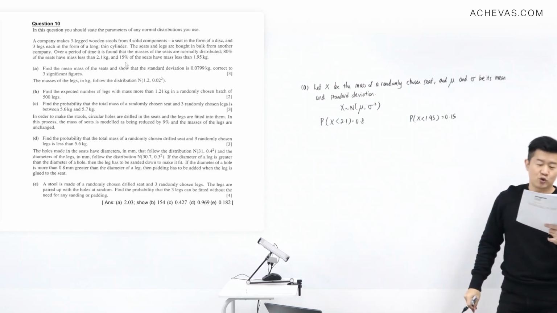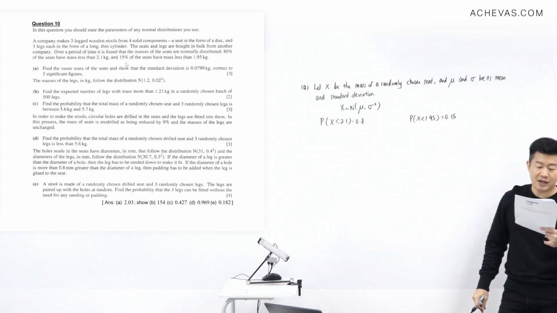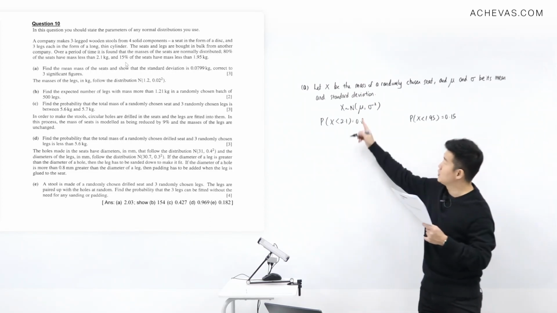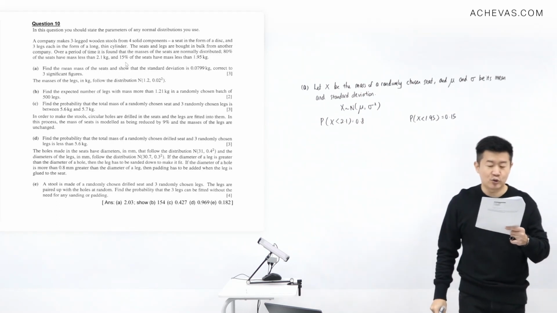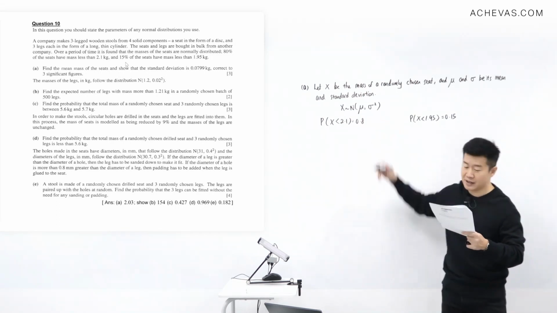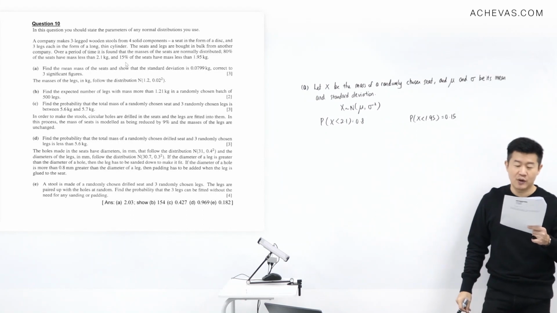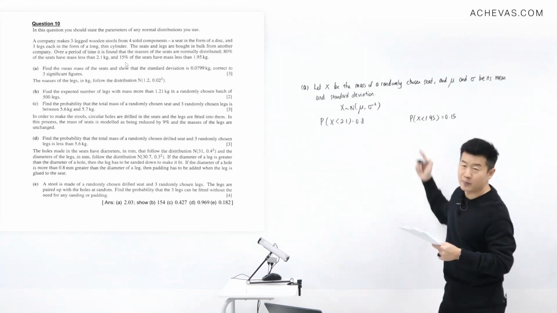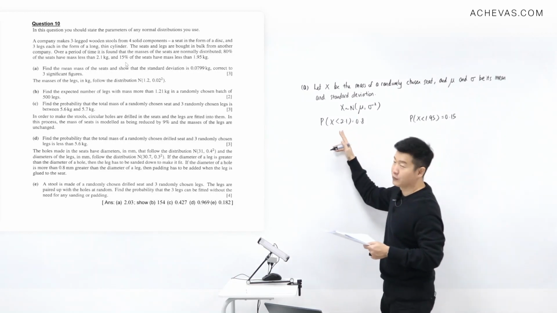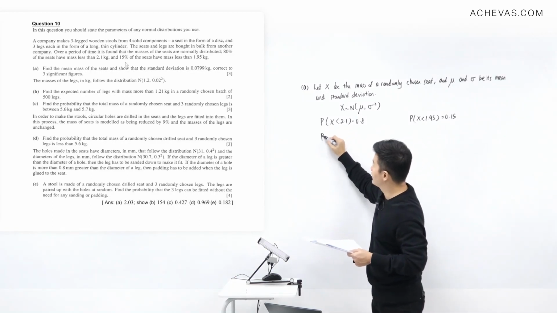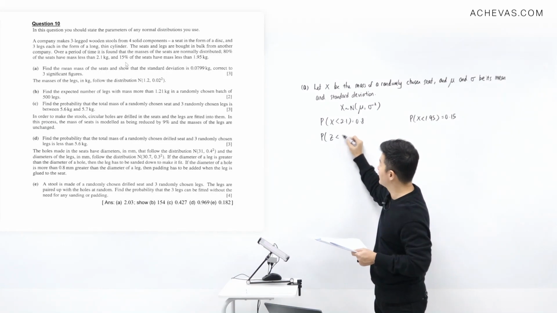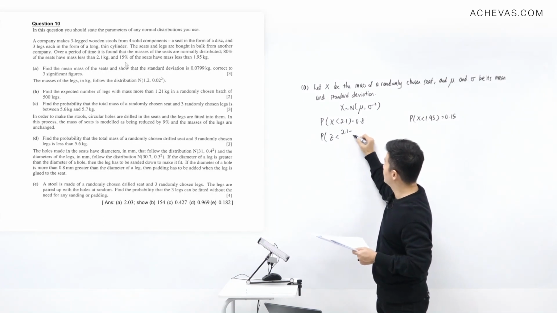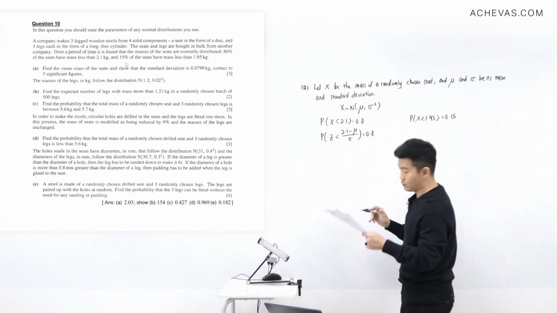We are going to make use of these two pieces of information to find the mean of the mass of the seeds, which means that we are supposed to find mu, and to show that the standard deviation, sigma here, is equal to 0.0799. So making use of these two pieces of information, I'm going to first standardize this. On the left-hand side, when I standardize this, it is going to be z. On the right-hand side, it's going to be 2.1 minus mu divided by sigma. This is equal to 0.8.